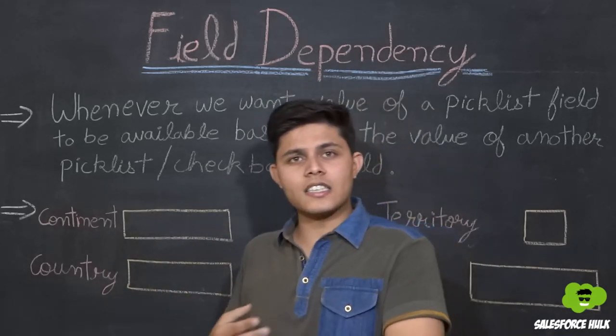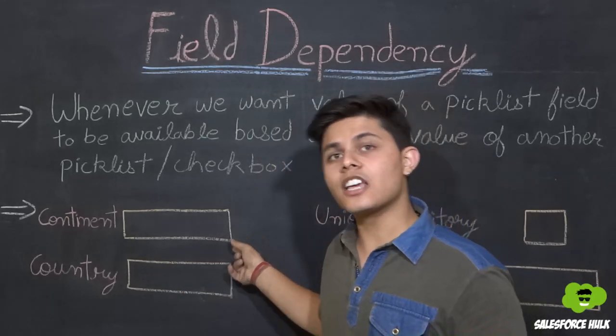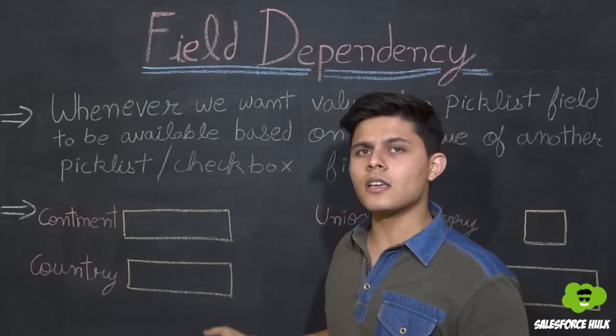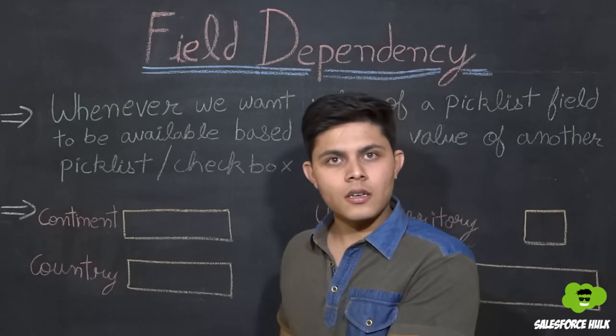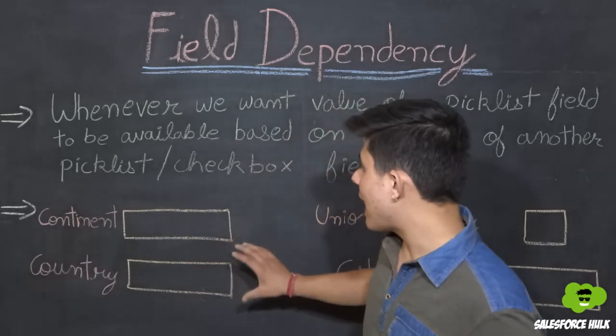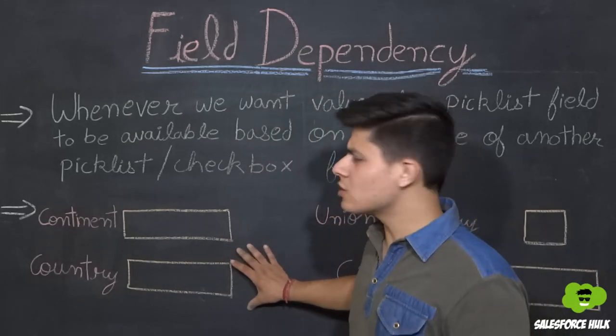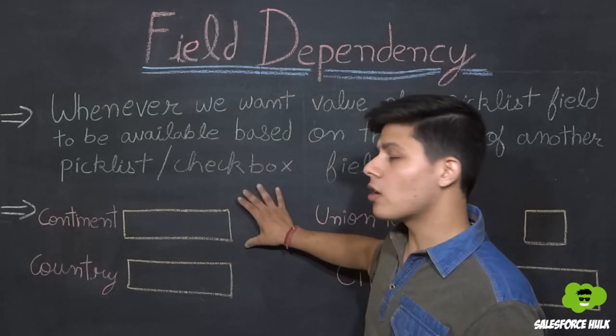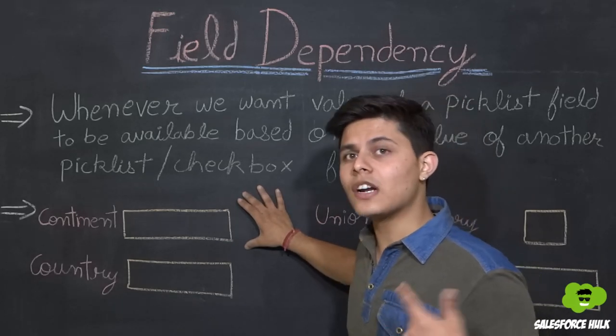And let's take another example. You've selected continent as Asia, but you're selecting country as UK. In that situation, it also doesn't make any sense. So whenever you want the value of country or any picklist to be controlled by the value which is available on another picklist, then you'll create a field dependency.